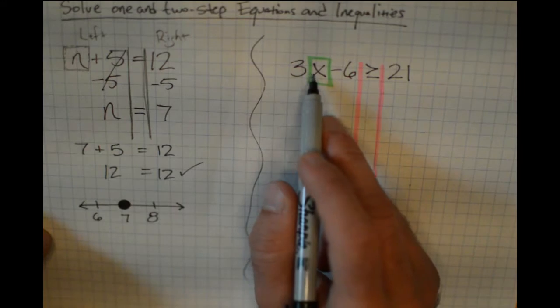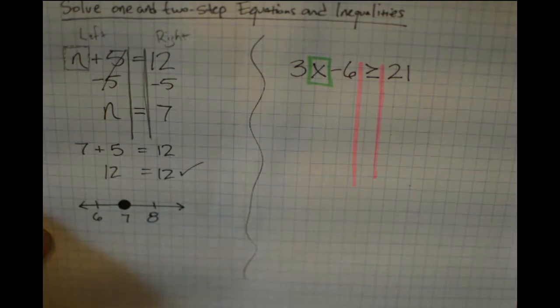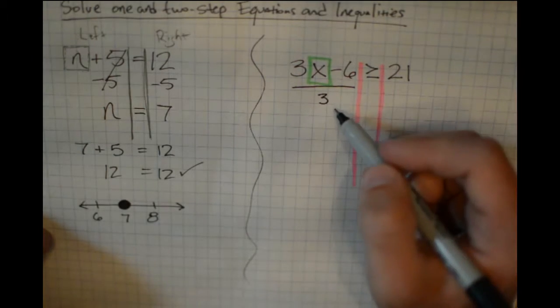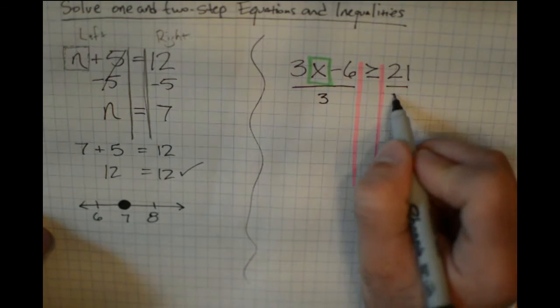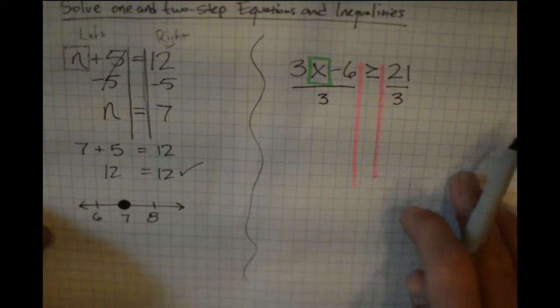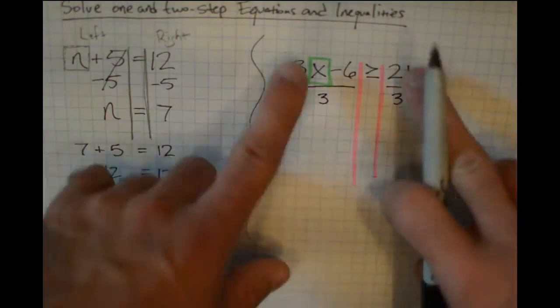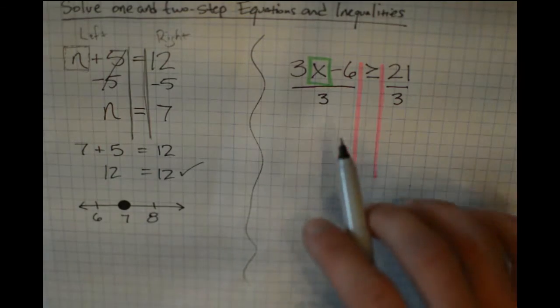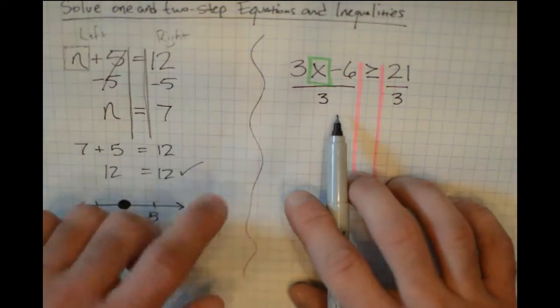So I have 3 times x. The inverse of multiplication is division. So I'm going to divide the entire left side by 3. And I'm going to divide the entire right side by 3. It's just like we had that scale. We just divided each side. So I'm allowed to do that. The important thing to know is you're dividing that entire side.